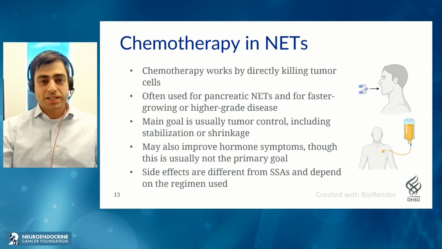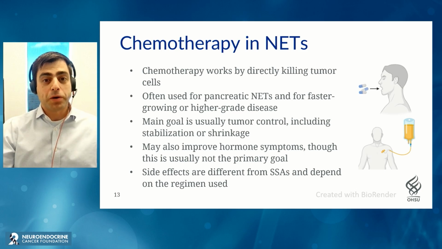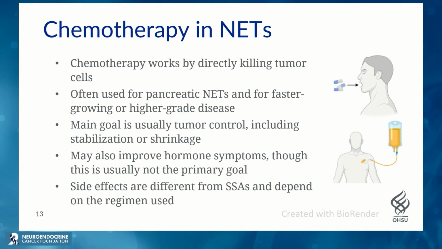So this transitions us well into talking about chemotherapy for neuroendocrine tumors. So chemotherapy works by directly killing tumor cells. They are oftentimes used for pancreatic neuroendocrine tumors as well as for faster growing or higher grade disease. The main goal of chemotherapies tends to be tumor control, including stabilization or shrinkage of disease.